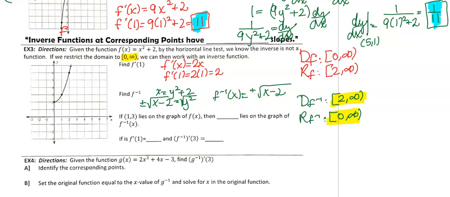So if we graph that, and remember to label your graphs, the function is the parabola. I can switch those points. So 0, 2 goes to 2, 0. 1, 3 goes to 3, 1. And 2, 6 goes to 6, 2. And that is the inverse.